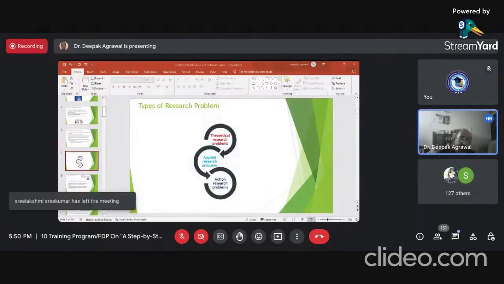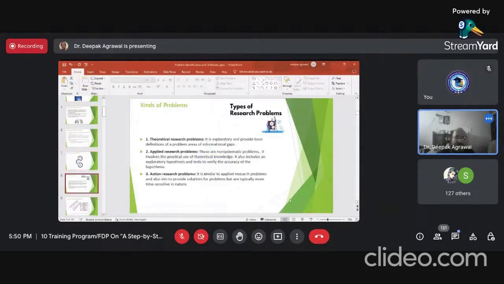We have classified the research problems into three broad categories. The first one is the theoretical research problem, second is the applied research problem, and the third one is the action research problem.